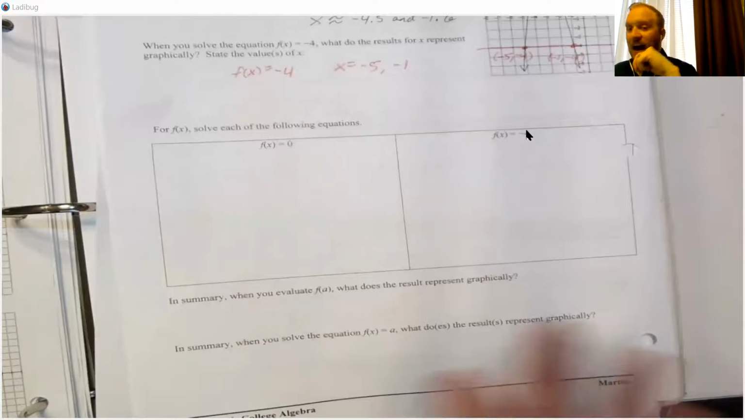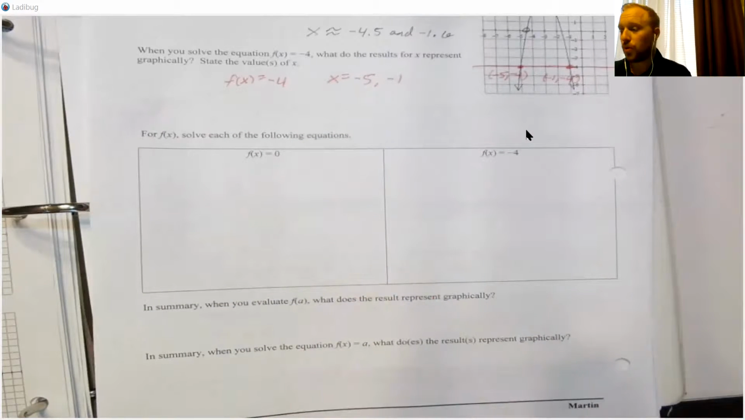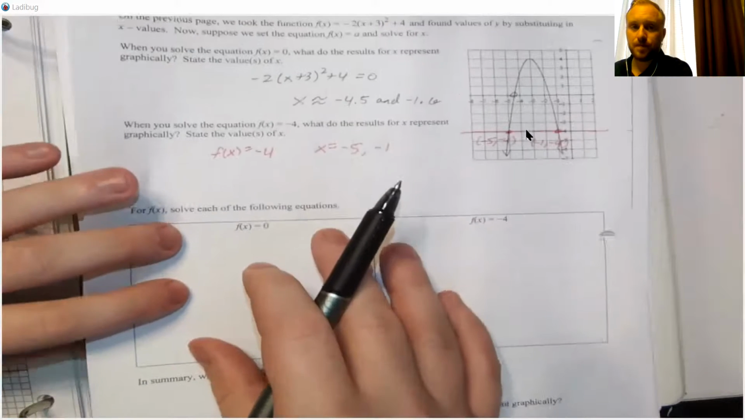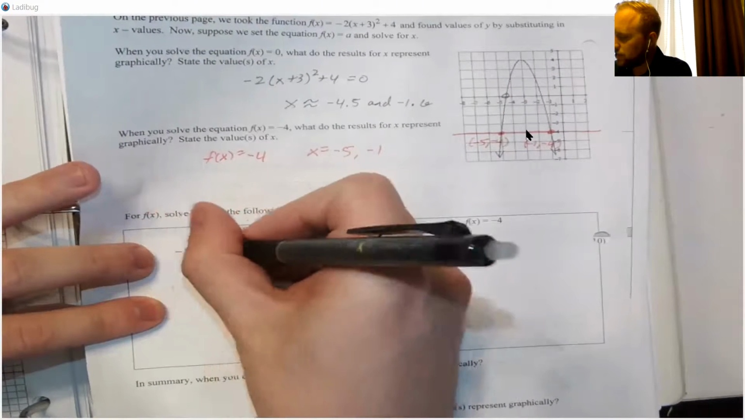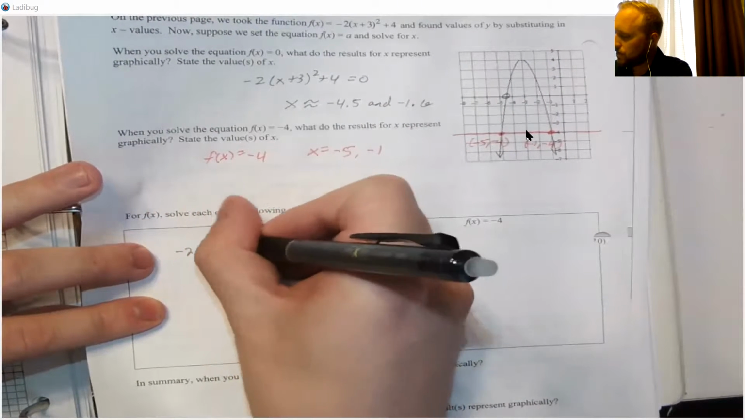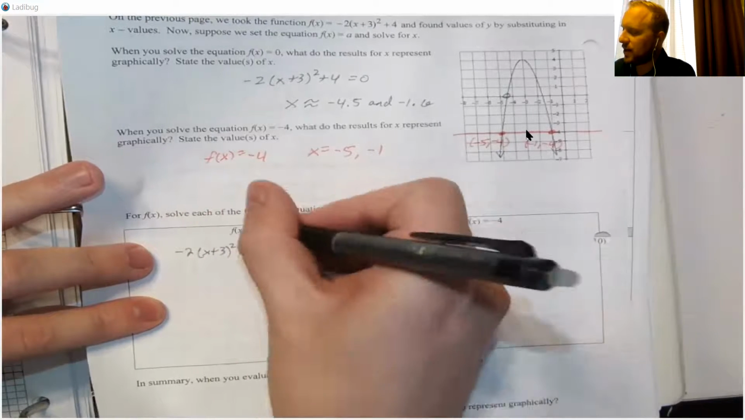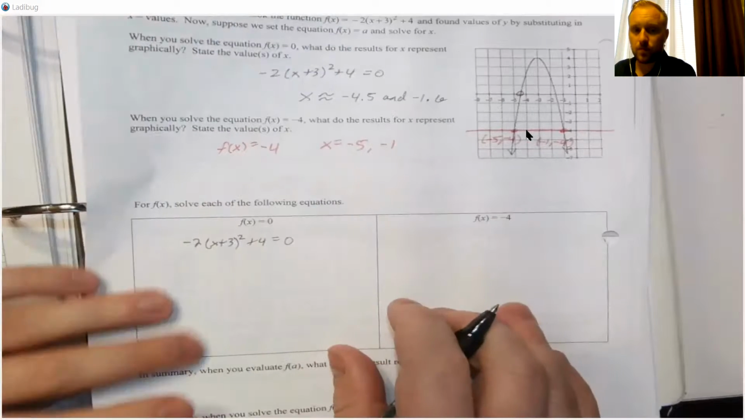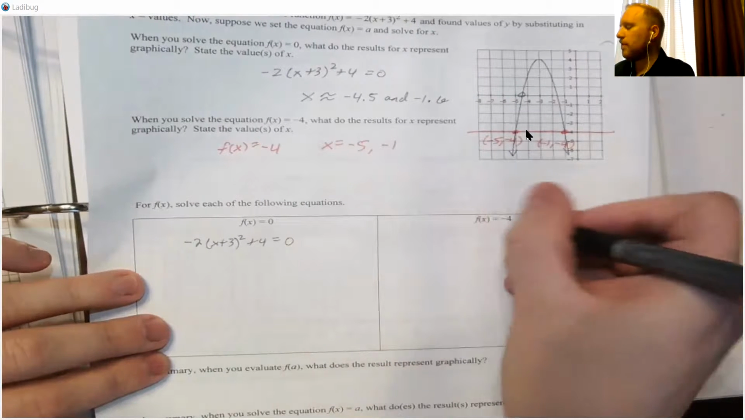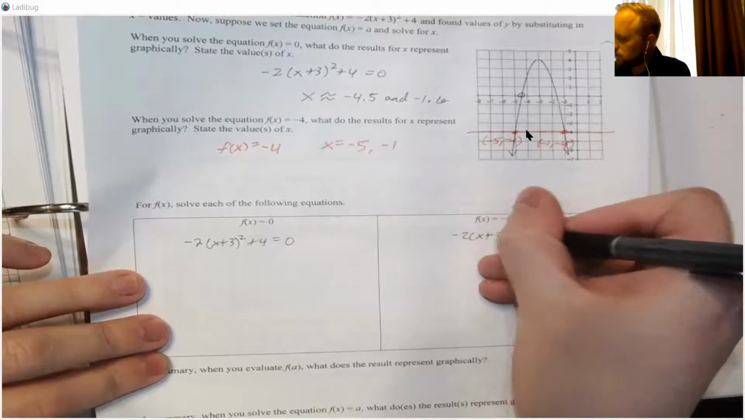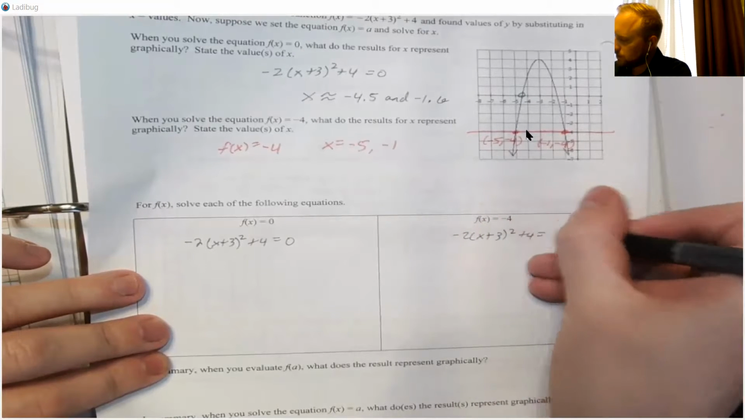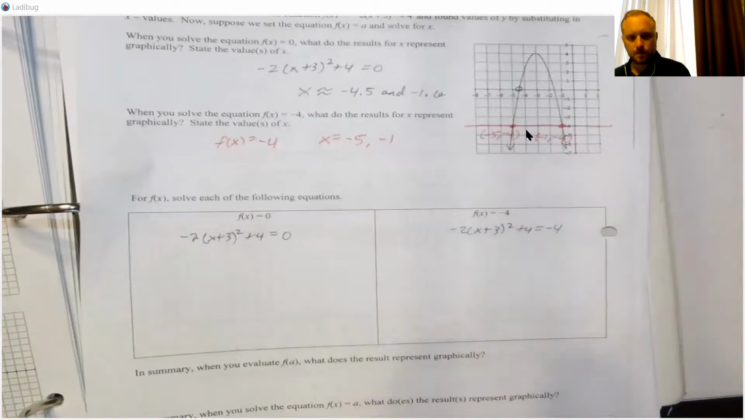Now, let's actually calculate this by using some algebra. So we're going to do some algebra here to actually find it. We're going to take our function of what f of x represented, so we're going to take -2 times (x plus 3) squared plus 4, and we're going to set it equal to 0. We're going to do the same thing over here, but we're going to set this one equal to -4. Okay, there we go.